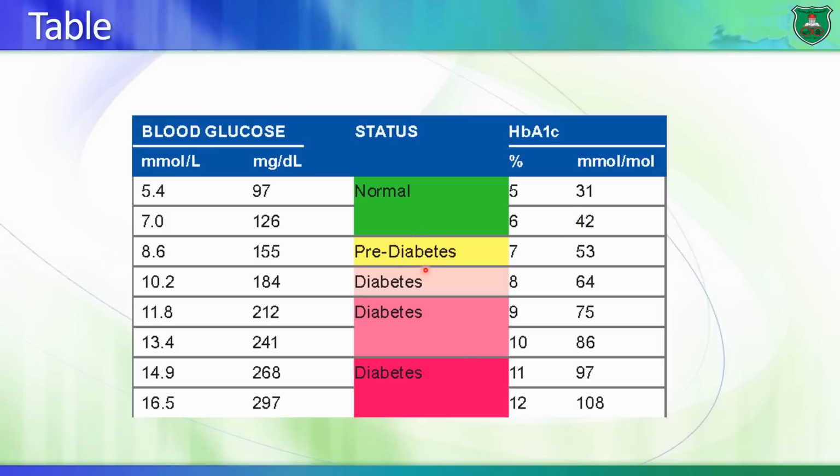So a pre-diabetic person would have a high level of glucose. This is fasting glucose. But if you look at the percentage of glycosylated hemoglobin, at 7% and 53 millimole per mole of total hemoglobin. A diabetic person would have 8 and higher, okay? And really severe diabetes would have a very high level of glycosylated hemoglobin as well as fasting glucose level. These are severe cases, okay? High risk individuals.